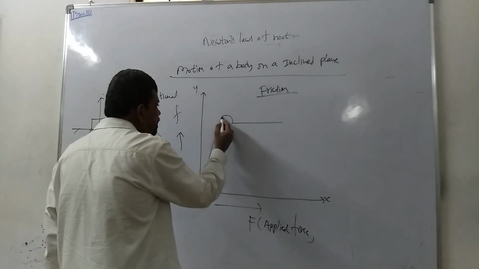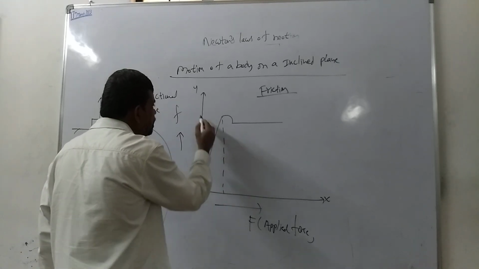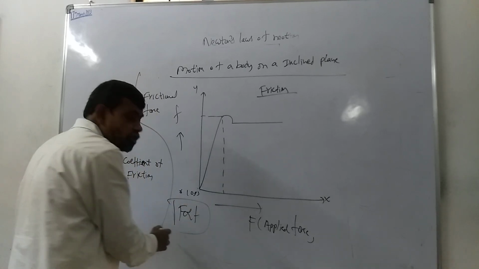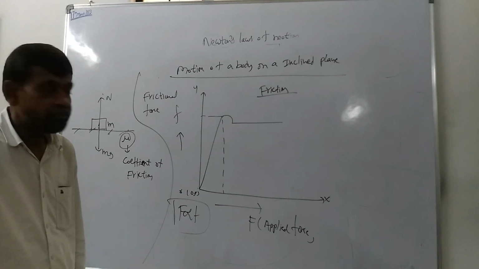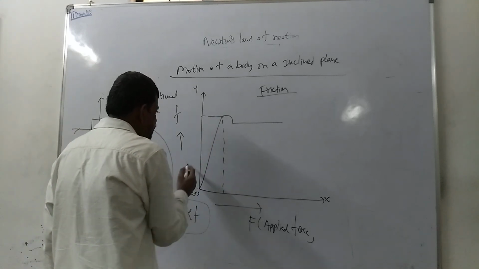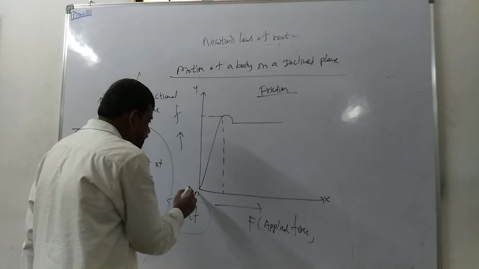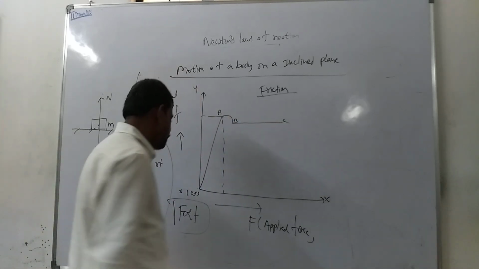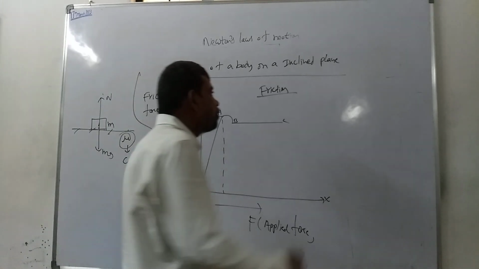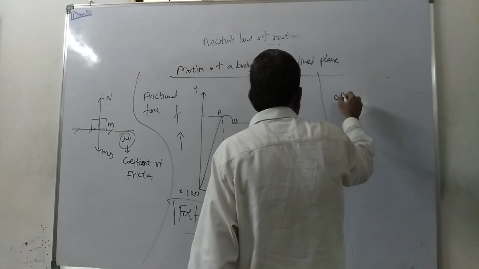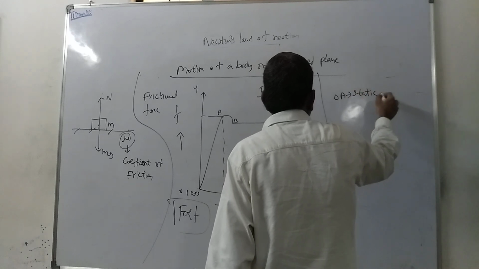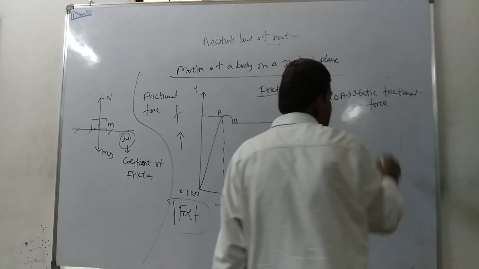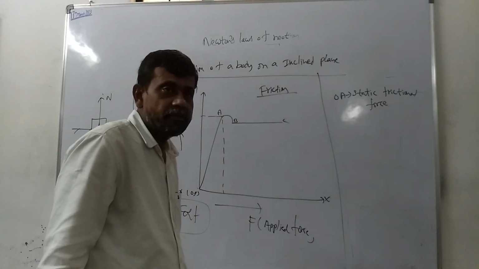Up to here, what is this? A straight line. What does a straight line represent? Up to here, F is proportional to F. Proportional represents a straight line. So up to this point is called static frictional force. Take this as O, this as A, this as B, and this as C. What do we have from O to A? Static frictional force.